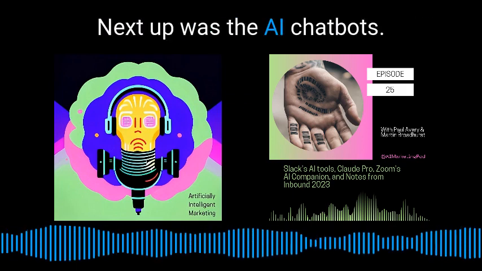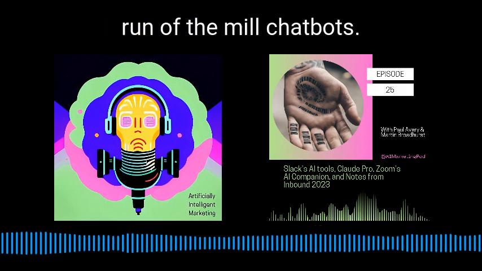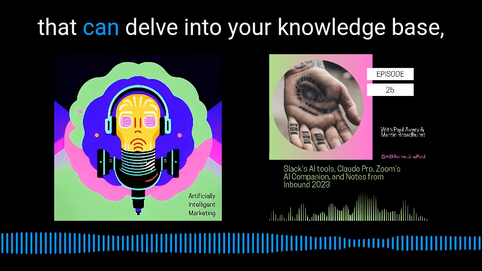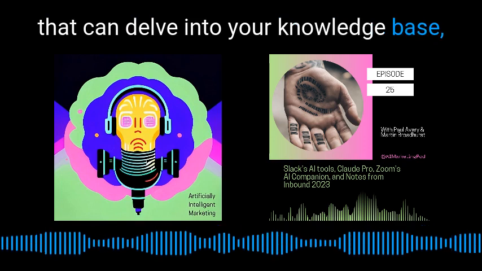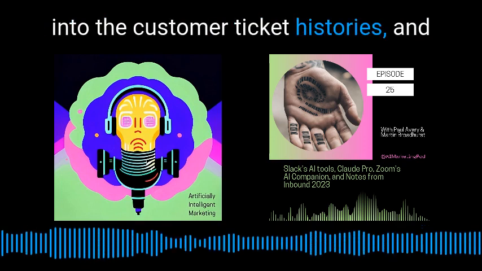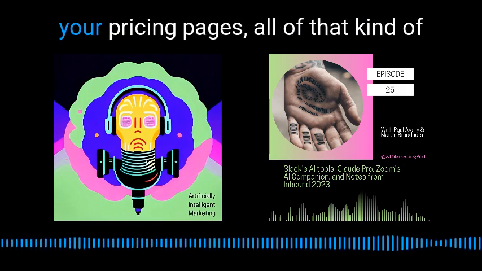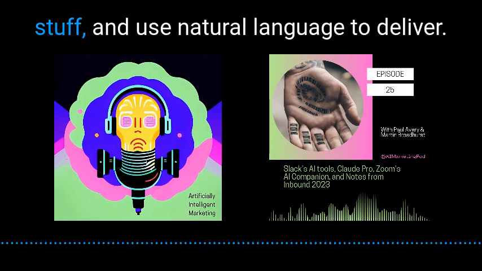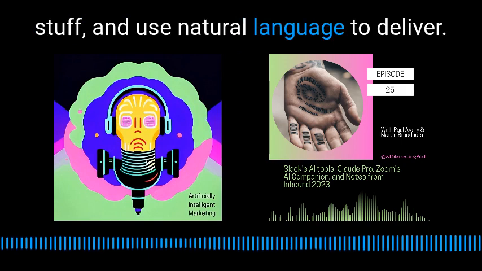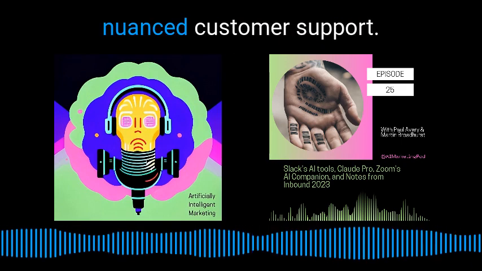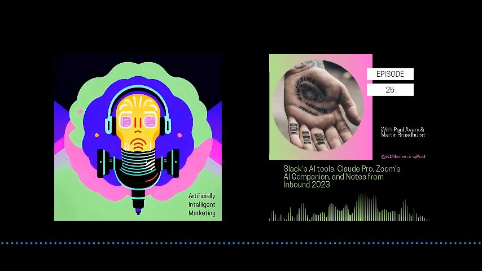Next up was the AI chatbots. Now, these aren't your run-of-the-mill chatbots. We're talking natural language processing that can delve into your knowledge base, into the customer ticket histories, and look at the different web product pages, your pricing pages, all of that kind of stuff, and use natural language to deliver personalized and quite nuanced customer support.